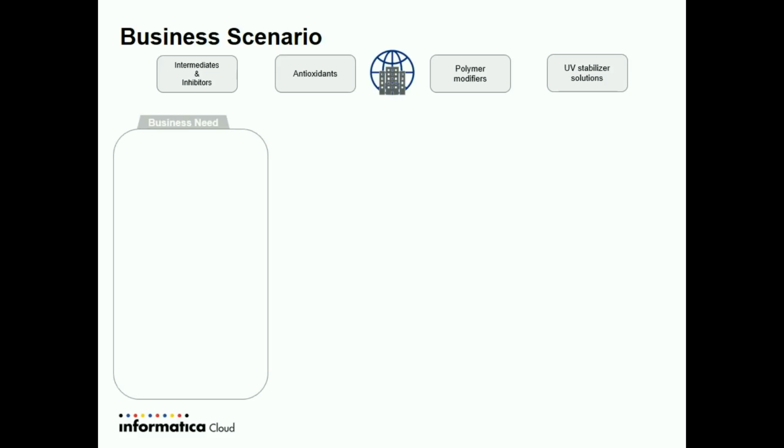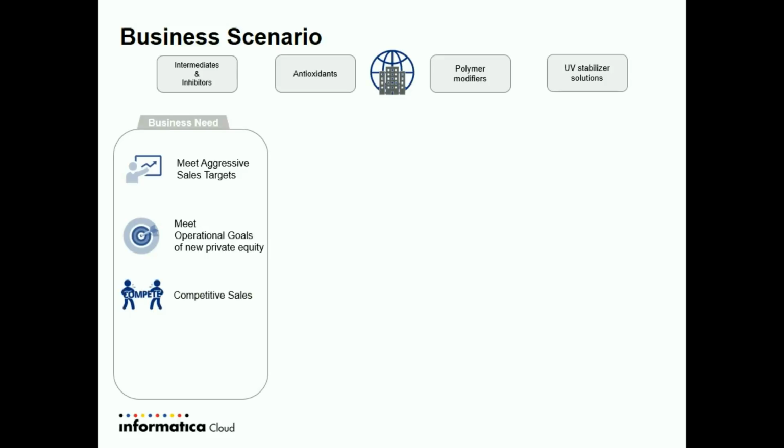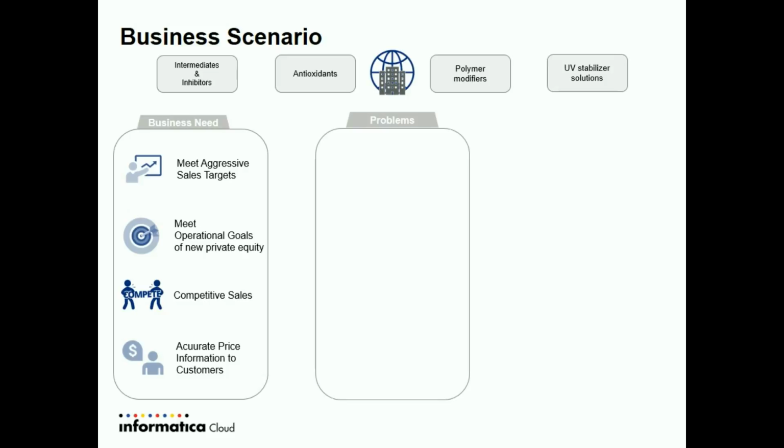Some important business requirements of the company are to meet aggressive sales and operational goals of new private equity ownership, and to enable sales teams to be competitive by providing pricing quickly and accurately to customers. To achieve these business requirements, the company faced some problems. The process to support sales was lengthy and complex, and moving data from SAP into Salesforce.com was manual and required using complex SAP protocols.